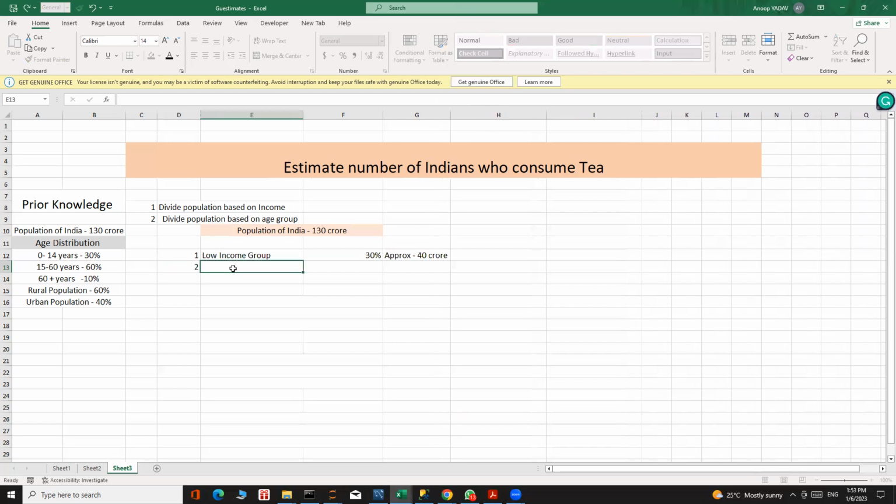The second income group is the middle income group. That is around 60% of our population, which is 78 crore people in the middle income group. And third and last is the high income group. 10% of people in India are in the high income group. That is about 13 crore.